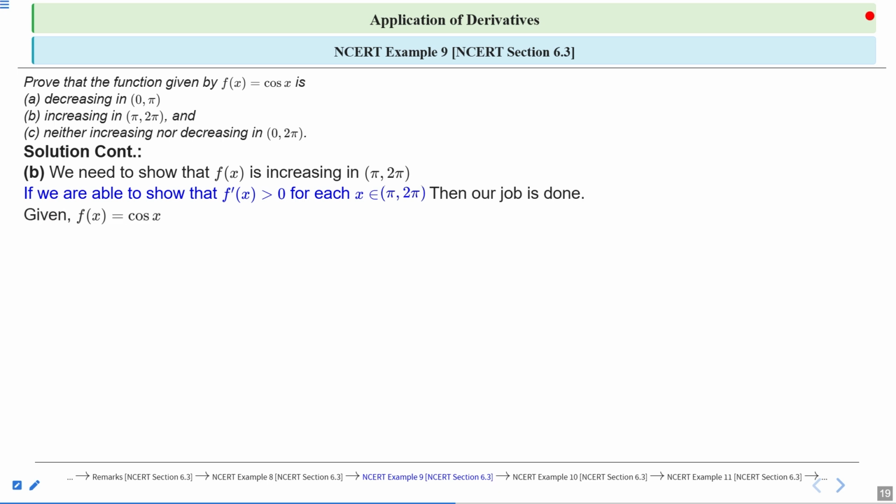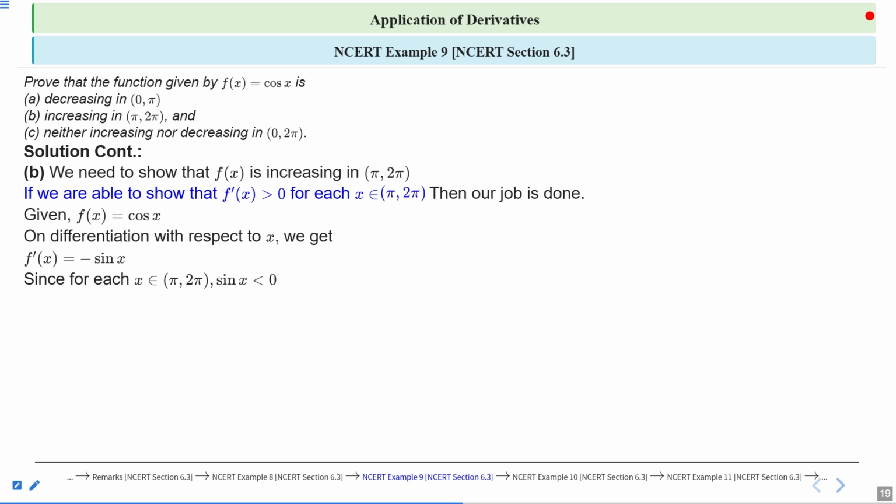Given f(x) equal to cos x, on differentiation with respect to x, we get f'(x) is equal to minus sin x, right? f'(x) is equal to minus sin x.